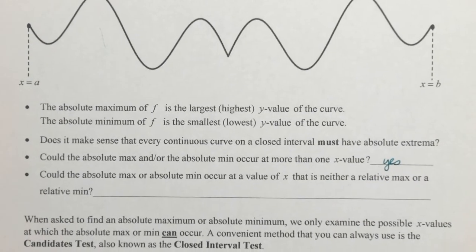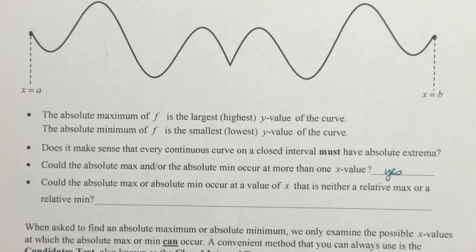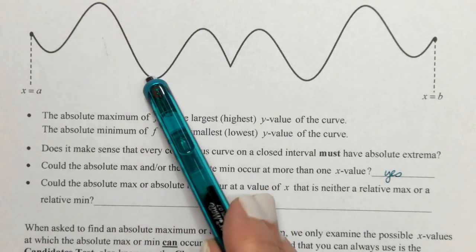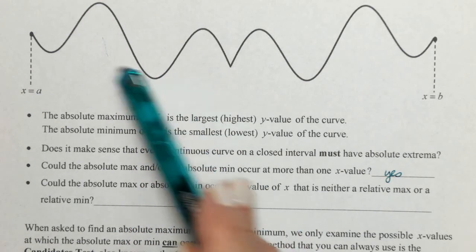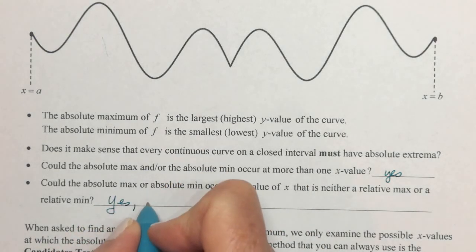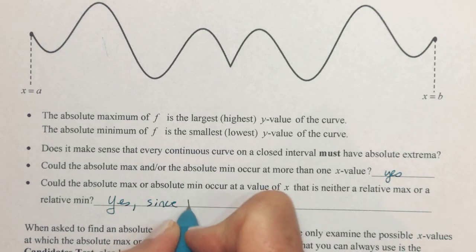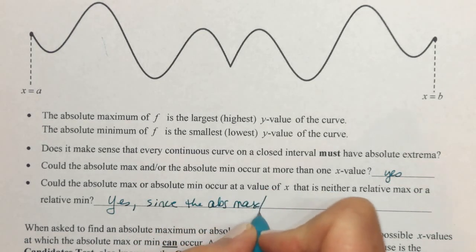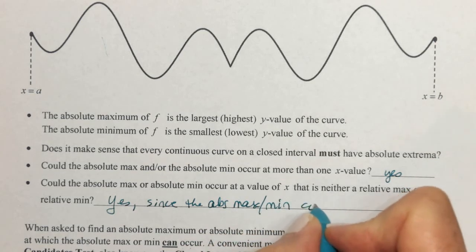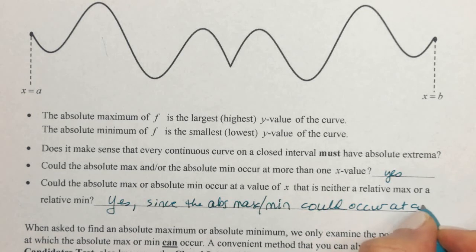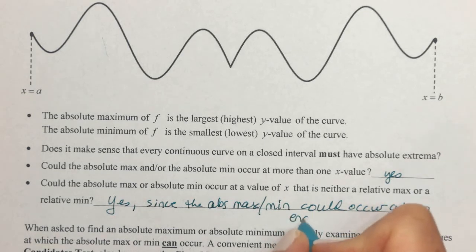Could the absolute max or min occur at a value of x that is neither a relative max nor a relative min? Yes, if it's at an endpoint. So yes, since the absolute max or min could occur at an endpoint of the interval.